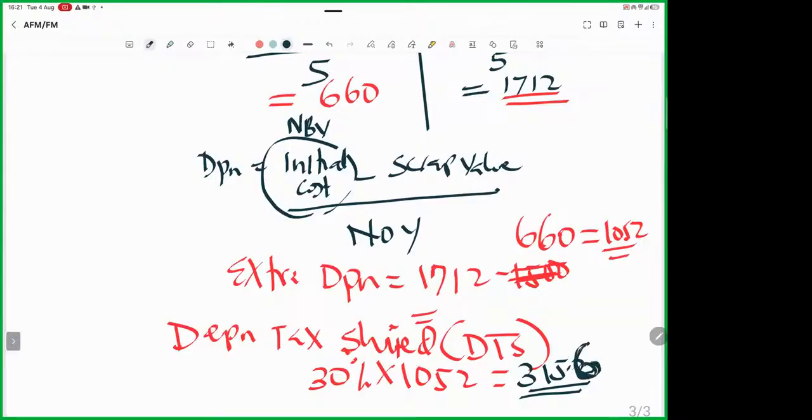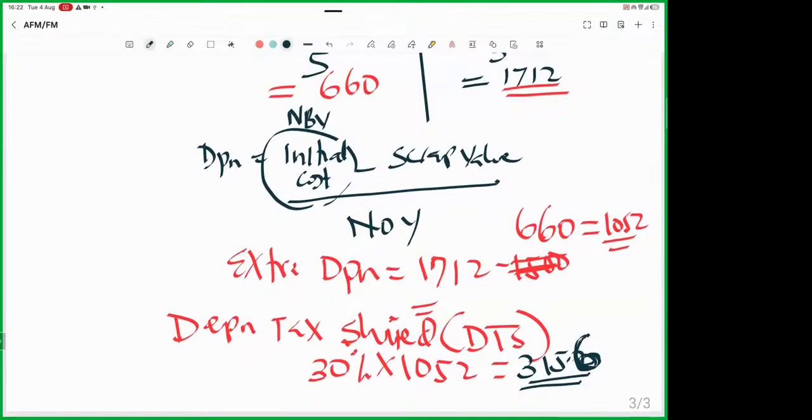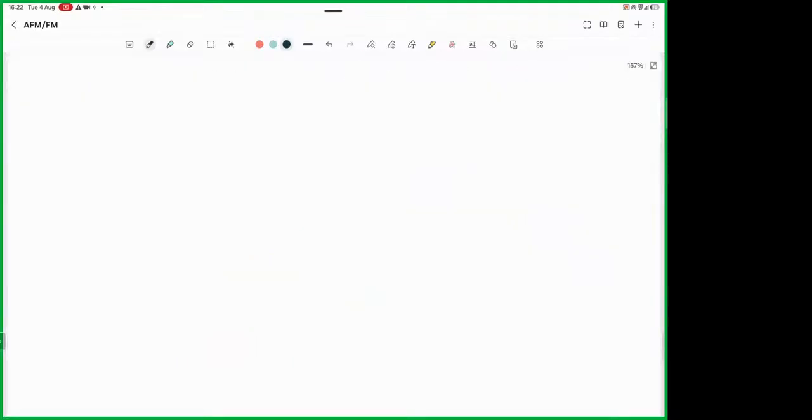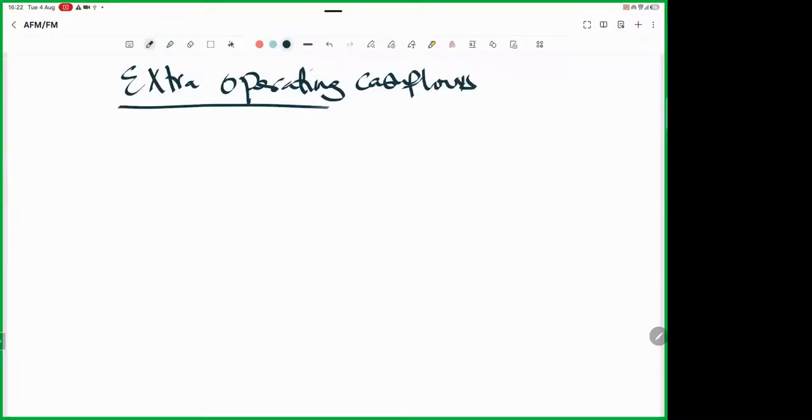So up to here, are we really together? Yeah. Thank you so much. Now, after that, we are still doing the comparisons, but now we go straight away to what we call the extra operating cash flows. I mean, why do we want to bring in a new machine? To give us additional operating savings, to give us extra operating cash flows.